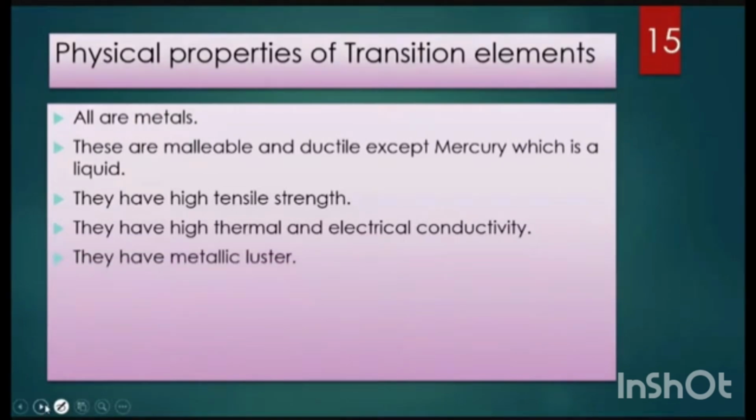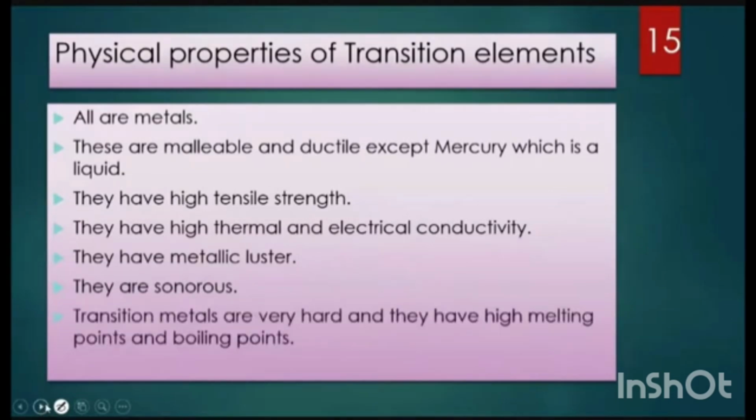And they have metallic luster. In your lower classes we have studied that all metals have a shining surface, that is the metallic luster. And they are sonorous. That means they are capable of producing a ringing sound. You might have heard the bell ringing in the church or in the temples. It is just because the metals used to make that bell are sonorous in nature. Lastly, transition metals are very hard and they have high melting points and boiling points. It is due to the strong metal-metal bonding which exists between the metal atoms.